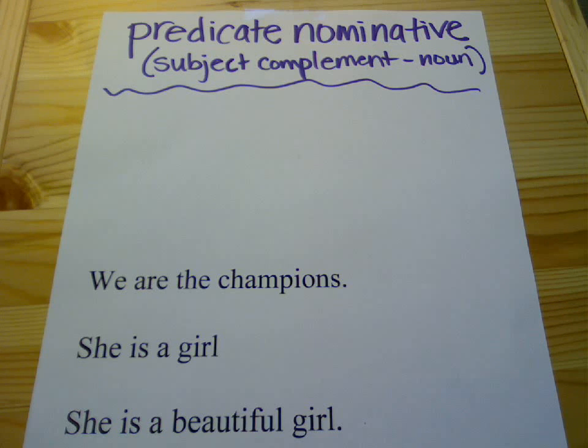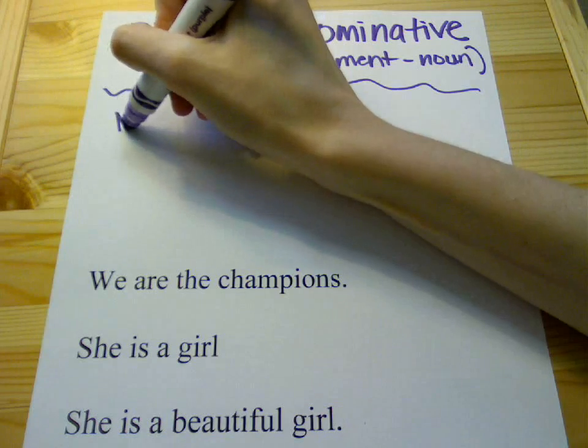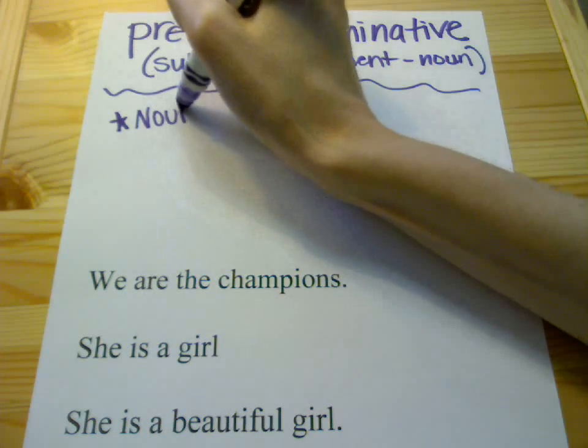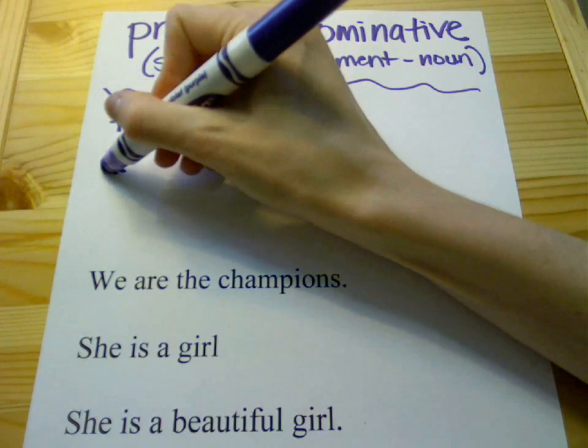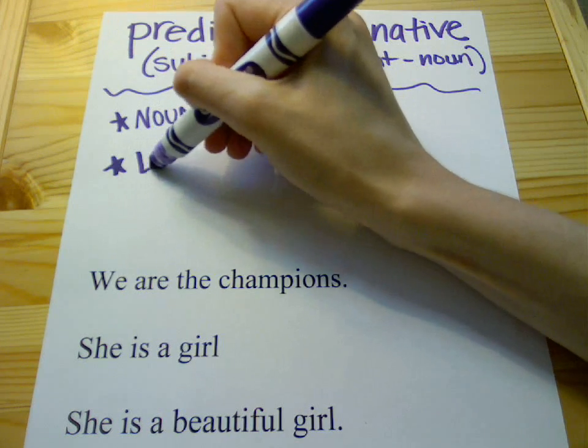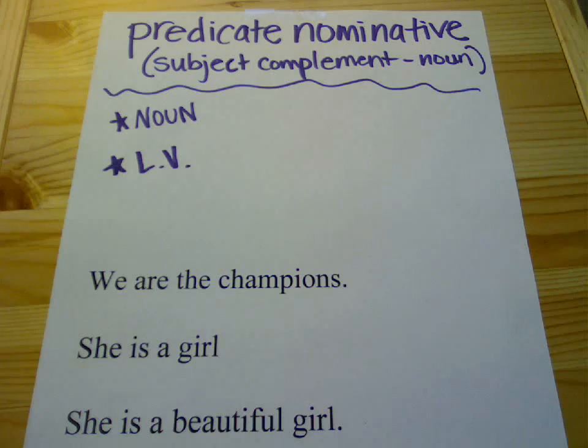All right, so predicate nominative, just like all the other noun functions, is always a noun. Okay, so just like direct object, indirect object, all that fun stuff, it is a noun. However, unlike the direct object and indirect object, predicate nominatives go with linking verbs. Okay, so that's the big difference. Direct objects and indirect objects go with action verbs. PNs, predicate nominatives, go with linking verbs.